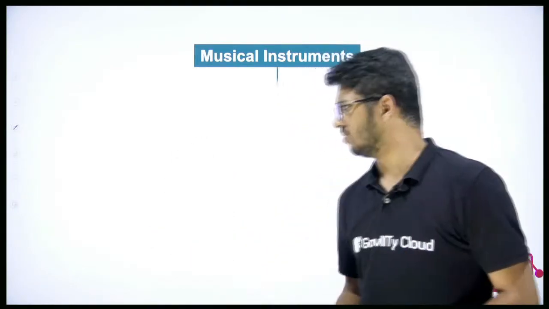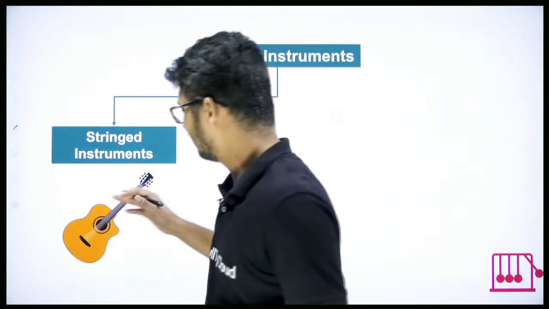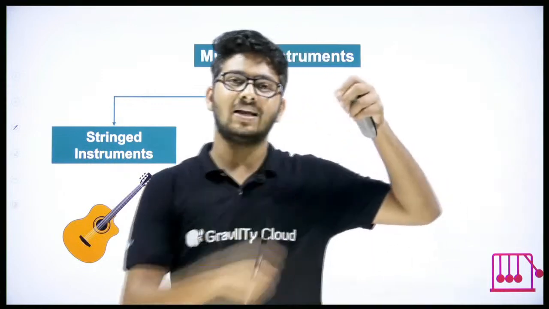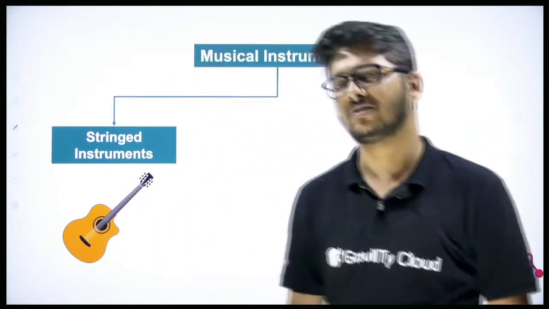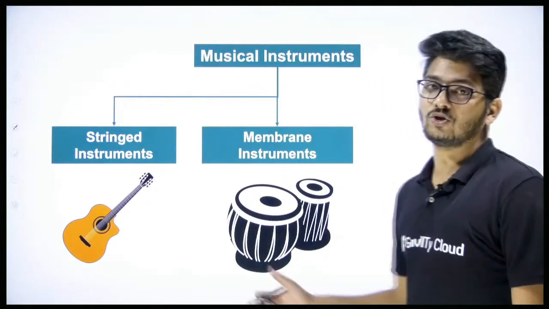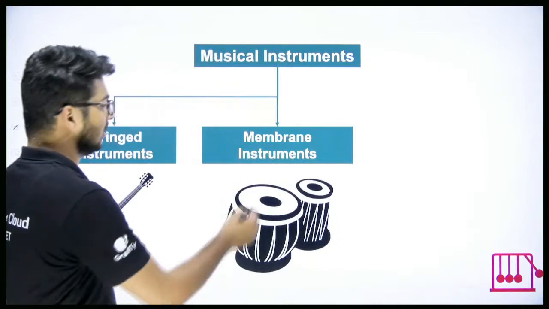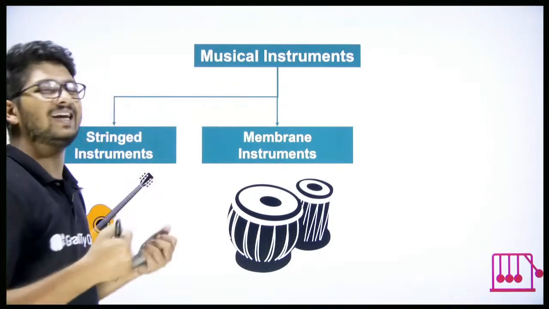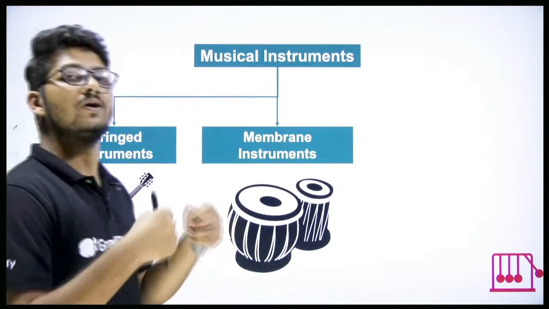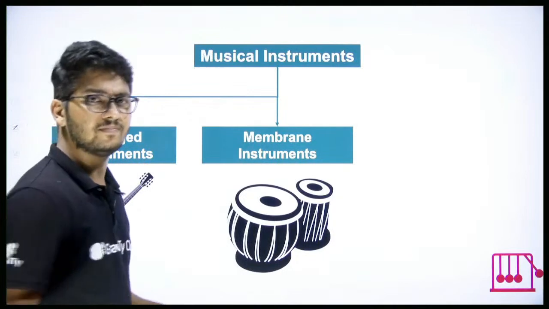Mostly 3. So the first one is string instruments. An obvious example is a guitar. There are strings and those strings vibrate. Then you have membrane instruments, like a tabla, right, you hit it here. There you have a very tight stretched cloth, a membrane. We call it a membrane, we also call it a diaphragm.